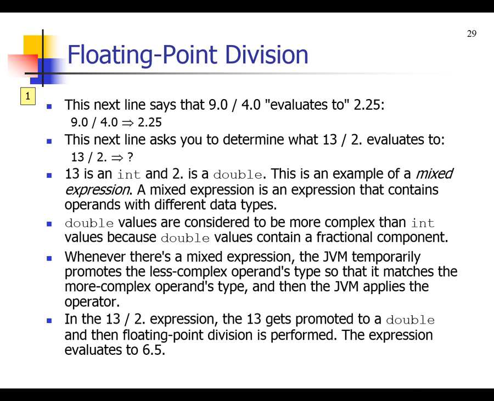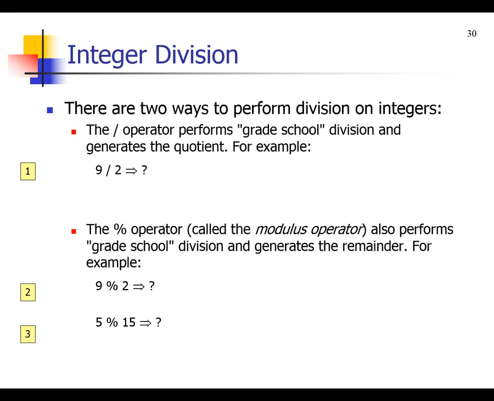The next syntax line, because the 9 divided by the 4 evaluates to a 2.25. The next line asks you to determine what is 13 divided by 2. Well, if 13 is an integer, 2 is a double, what are you going to do? Again, you're going to do the double like Chris said, right? So 13 gets promoted to a double. Then a floating point division is done. It gives you 6.5. Pretty simple, right? What about a 9 divided by 2?